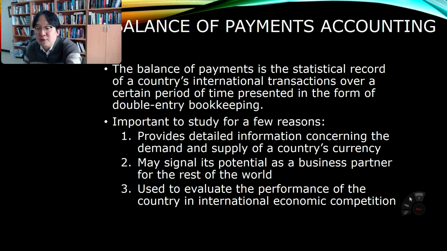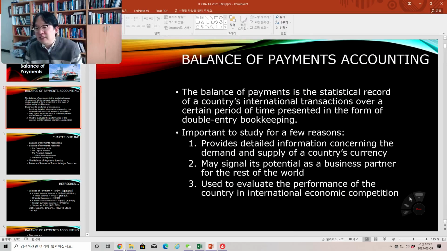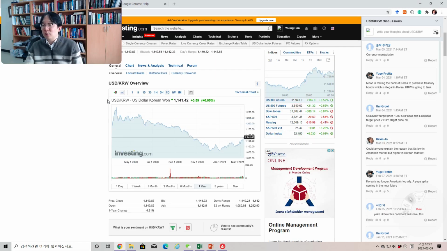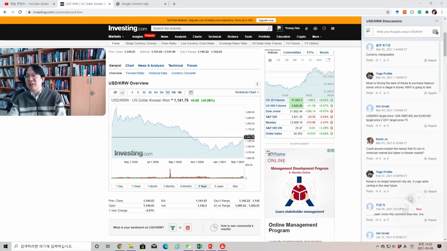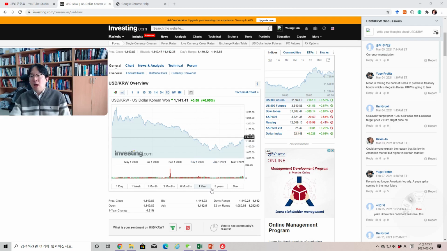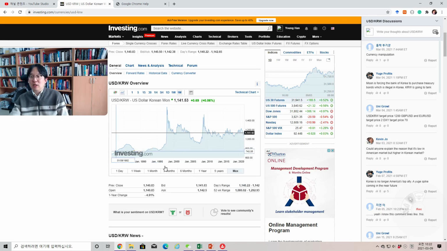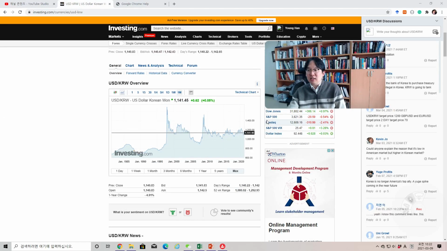Let me take you to that graph over here, investing.com. By the way, how is your Korean won versus US dollar performing? You can check it out every day, real time, in investing.com. And you see over here, US dollar / Korean won overview. And then let me take you to maximum over here. Holy cow, you would say, what is that spikiness over here? That's 1997. For each US dollar, it was more than 2,000 Korean won at that point.